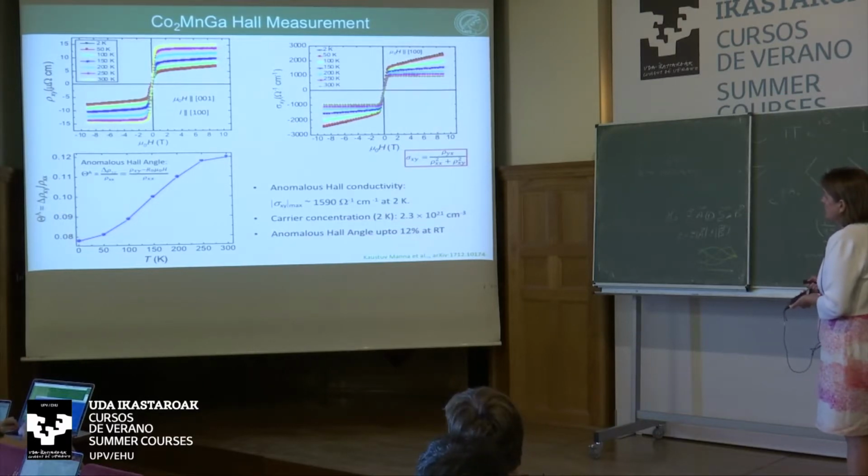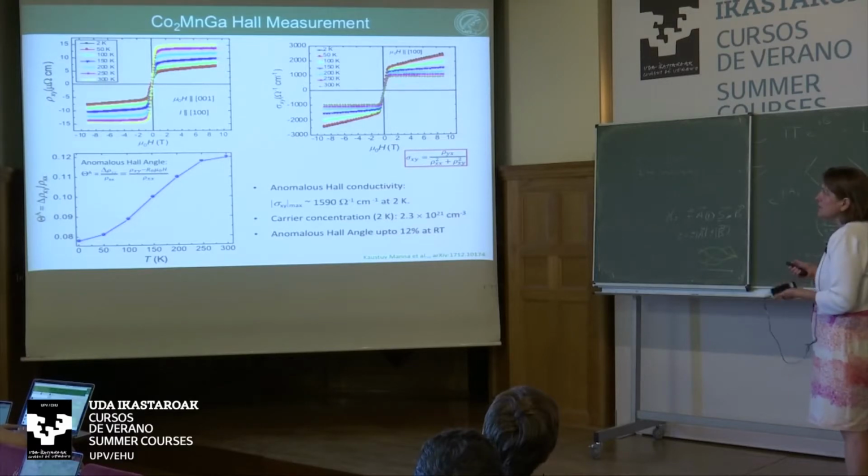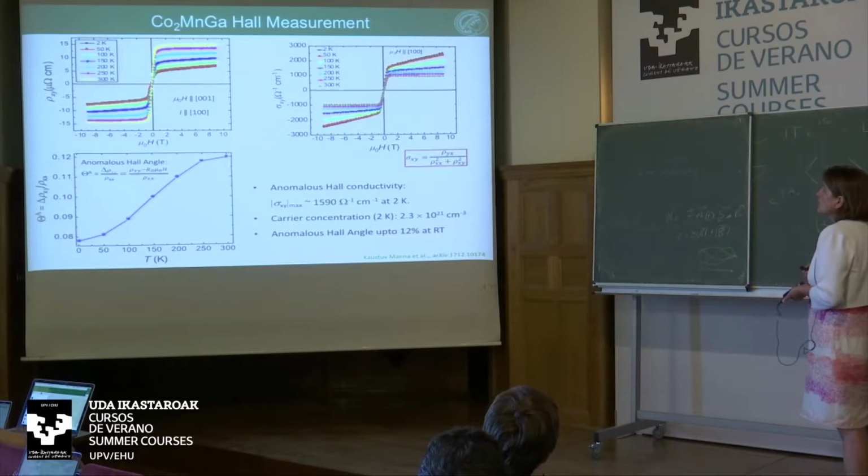You saw already some Hall measurements before, but here you see nicely how the anomalous Hall effect is different. You see this jump, and it looks really like the magnetization curves here in the Hall measurement, and therefore people thought at the beginning that it always goes with magnetization, but this is for sure not the case.